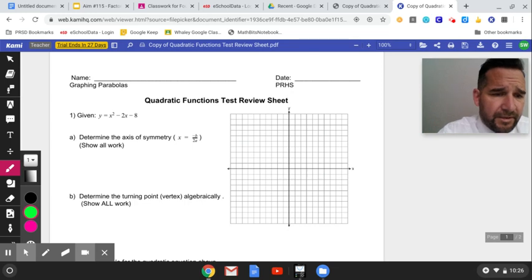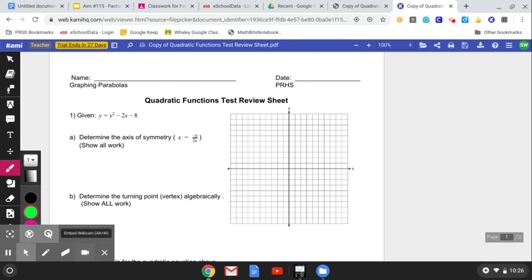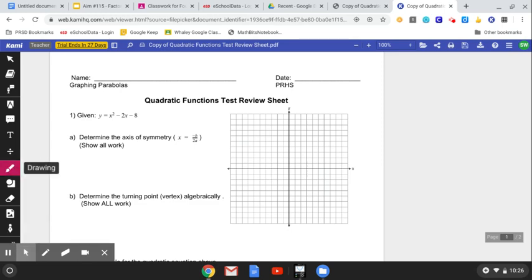So let's get rid of my picture here. And this test is going to cover everything that you see here, either as a part 2 or multiple choice. Okay, so it asks us first to determine the axis of symmetry.